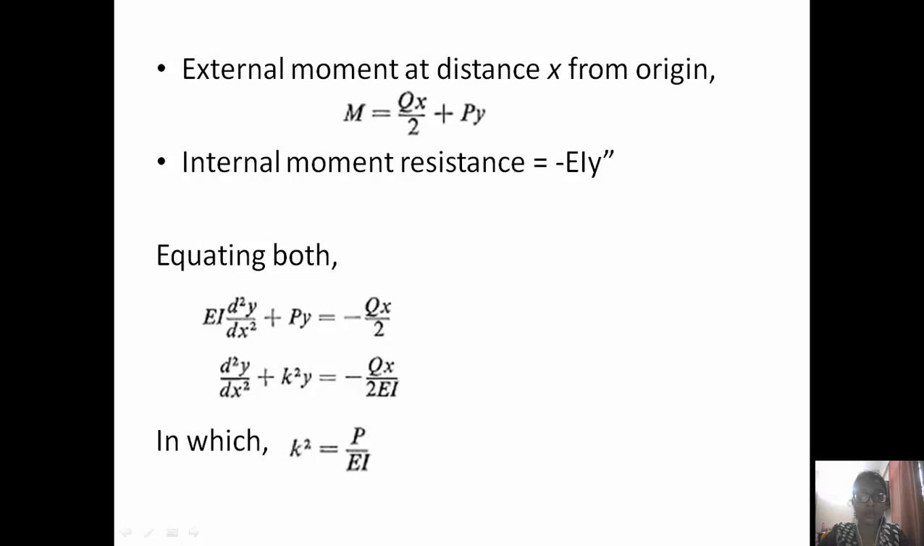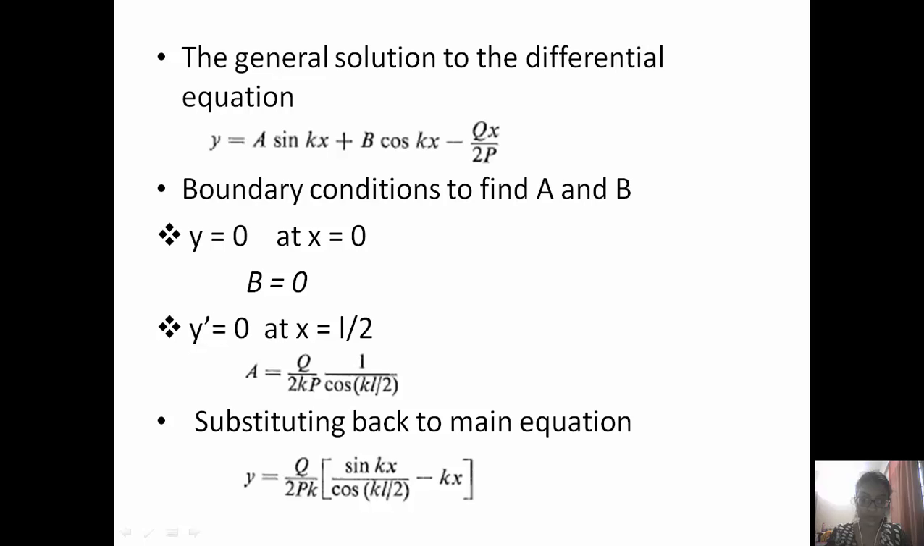For equilibrium, internal moment has to be equal to external moment. Therefore, equating both, we get EI d square y by dx square plus Py is equal to minus Q by 2 x. We further divide the whole equation by EI, and then we get d square y by dx square plus k square y is equal to minus Qx by 2EI, in which k square is substituted as P by EI.